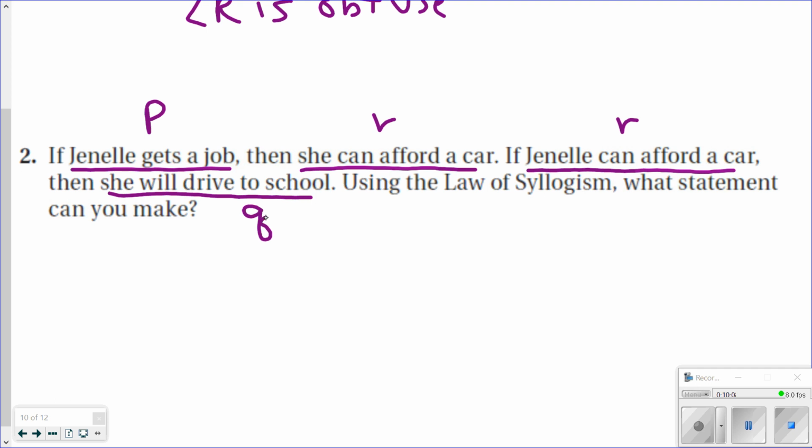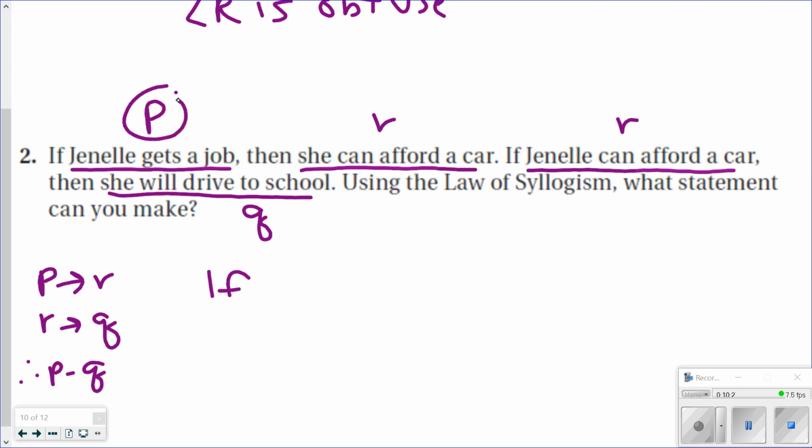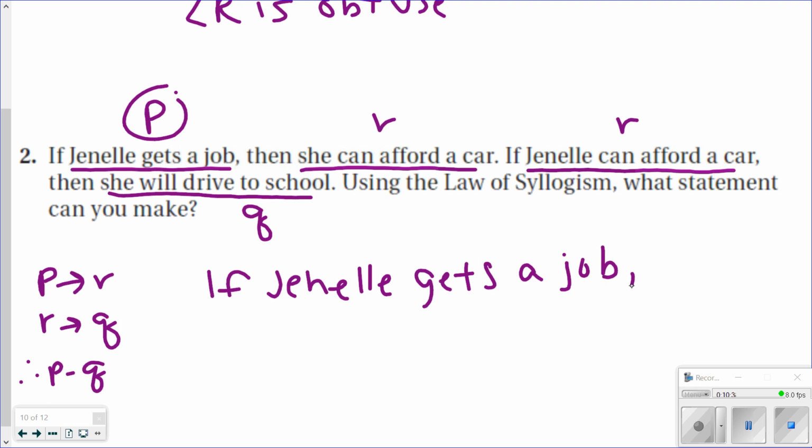That's our Q. All right, so remember, if P, then R. If R, then Q. Therefore, if P, then Q. So I'm going to ignore my R's and just write my if P statement and then Q statement. So if Janelle gets a job, then my Q statement, which is she will drive to school.